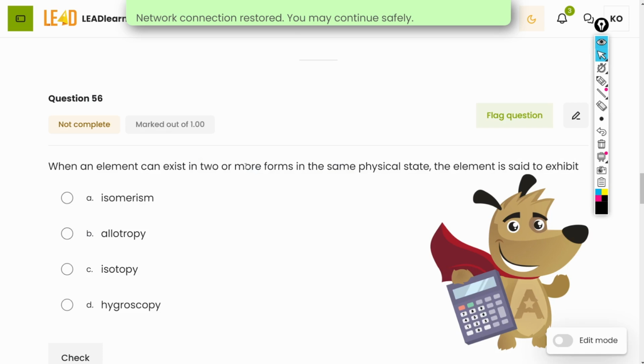Question 56. When an element can exist in two or more forms in the same physical state, the element is said to exhibit allotropy. That is our answer. The correct answer is B.